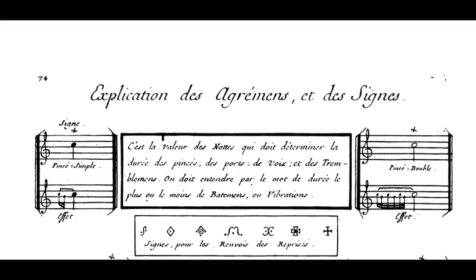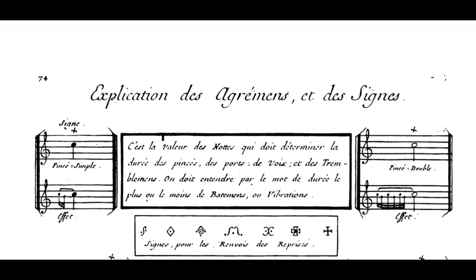Explication des agréments et des signes: explanation or translation of ornaments and signs. The first is pincée simple, mordant, I don't know the English name, mordente in Italian. It's not clear if Couperin thinks about his ornaments when the first note is on the beat, or the third. It's a problem with pincée, with mordente.